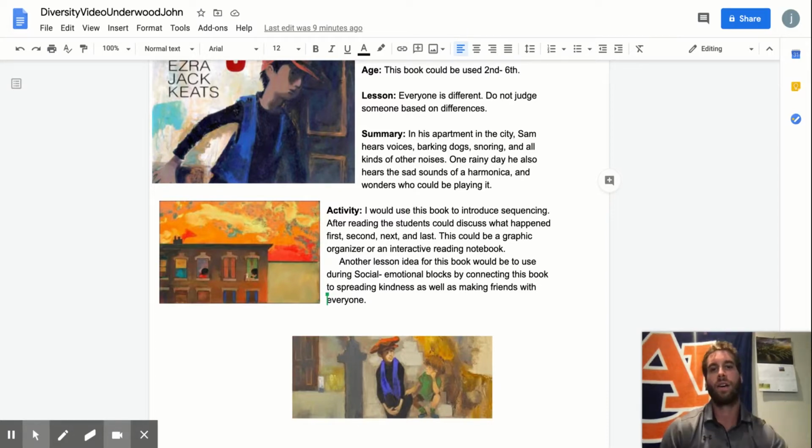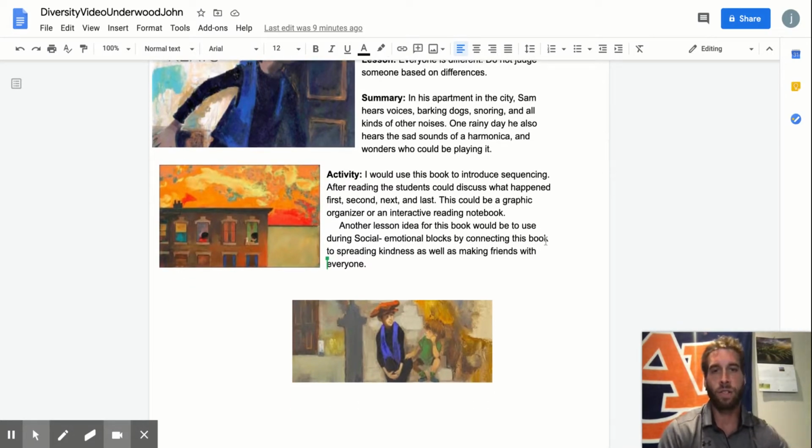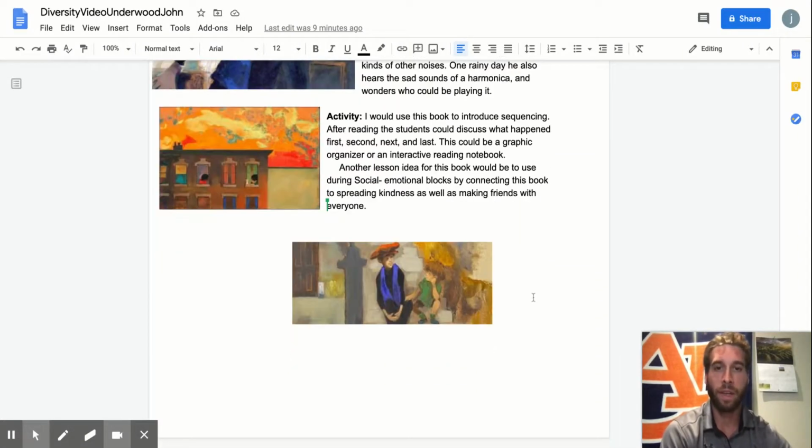An activity I would use for this story, I would use this for sequencing, having students go over first, next, and last. You could also use a graphic organizer to help students do this. Another great idea would be to tie this story to social and emotional learning by connecting it to spreading kindness as well as making friends with everyone.